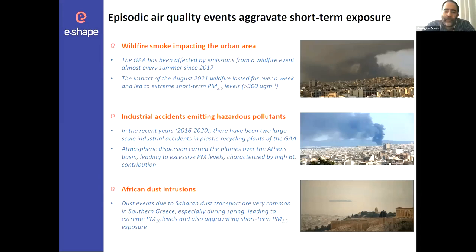There were also, during the last 5 years, 2 large industrial accidents within the greater area of Athens, and their plumes traversed the Athens basin, which also caused concern due to the potential of these emissions to carry very toxic, especially organic, compounds. And lastly, as a city in Southern Europe, Athens is regularly, almost every spring, impacted by Saharan dust intrusions, and this causes rather elevated levels of PM10 and also PM2.5.